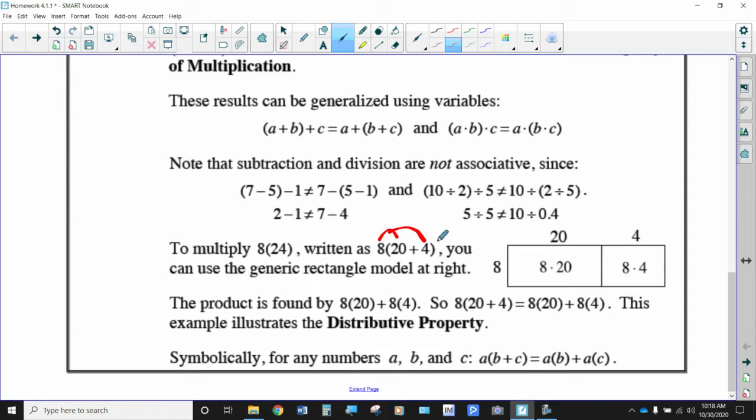So by understanding how this works, sometimes it's easier to do mental math. Like, I don't know what 8 times 24 is, but I know what 160 plus 32 is. It's 192. So our answer to this problem has to be 192. And I was able to do it mentally with the help of my understanding of distributive property.